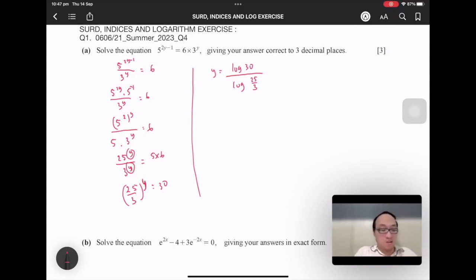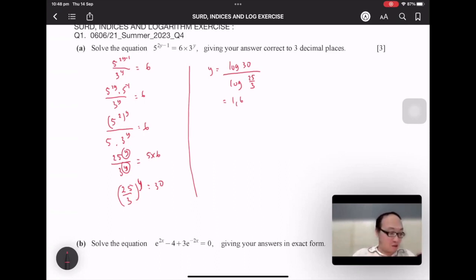So y equals log 30 over log 25 over 3. So just put it in the calculator. Log 30 divided by log 25 over 3 equals 1.604 to 3 decimal places. So this is the answer for number 1.